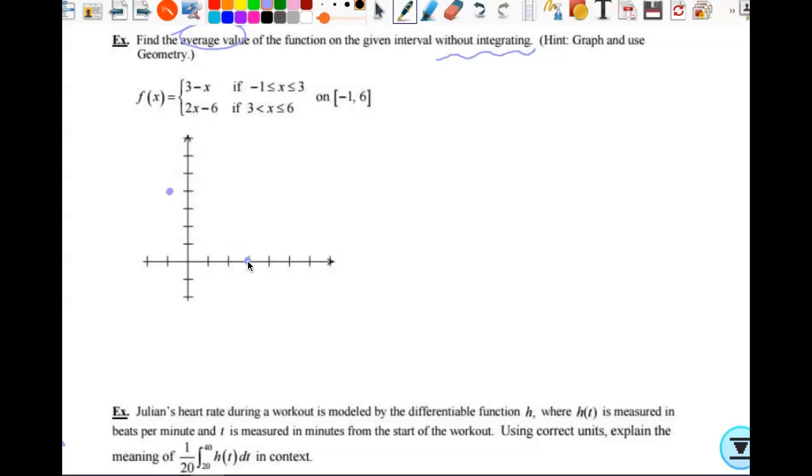Then these are both linear. So 2x minus 6. Well, if I put in 3, I'm still starting right there. If I put in 6, I'm at what? No, 6. At 6, we're at 6. Okay. It's hard when it's not a grid. Okay. I think I made that look okay. So we have this, right? And we want to find the area.